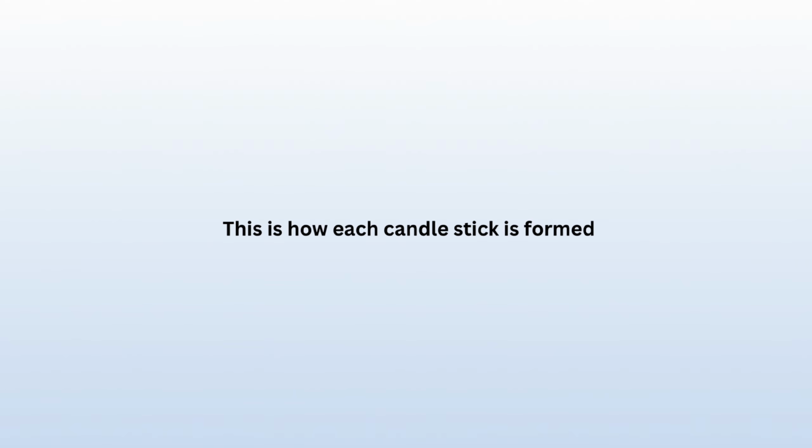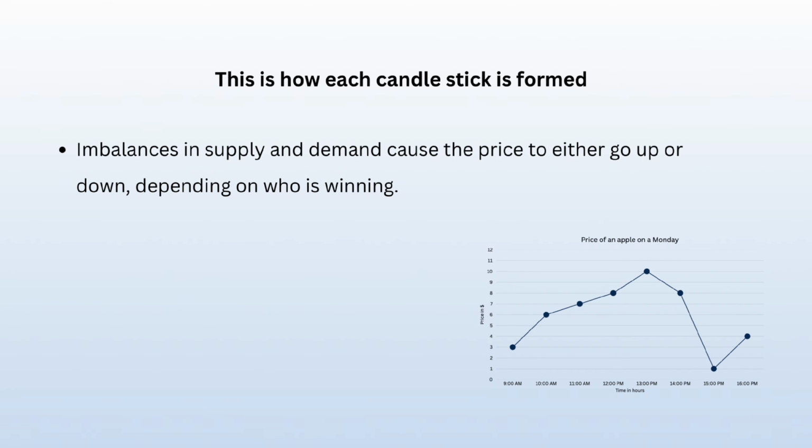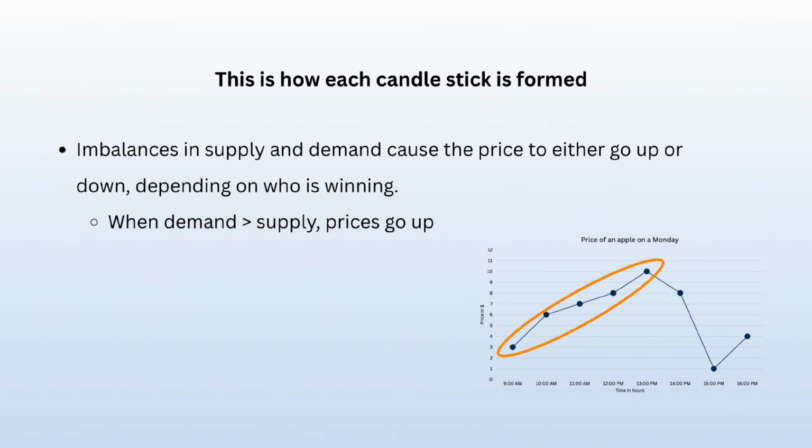And this, ladies and gentlemen, is how every single candlestick is formed. It is the imbalances in supply and demand that cause the price to either go up or down depending on who's winning. When demand is higher than supply, prices go up, which is exactly what happened in this part of the chart that I circled in orange.